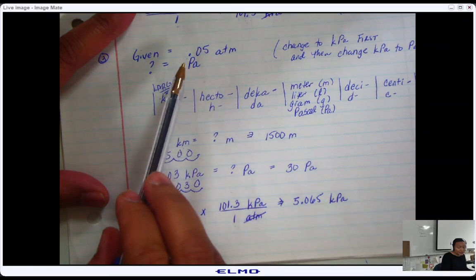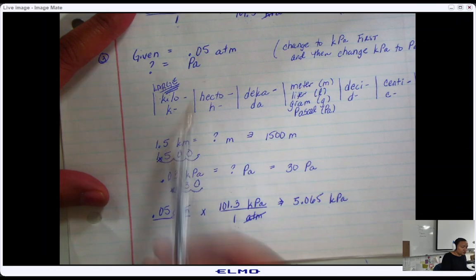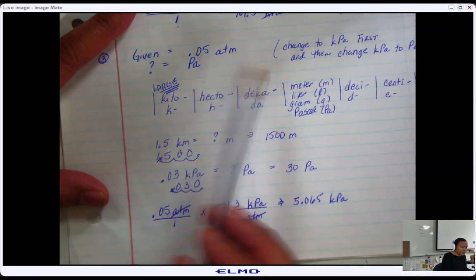We're supposed to convert to pascals. So how do I change this kPa to pascals? What do I need to do to change kPa, kilopascals, to pascals? What do I need to do? Move the decimal 3 times to the right. Good, thank you. So kilopascals is here, pascals is here.